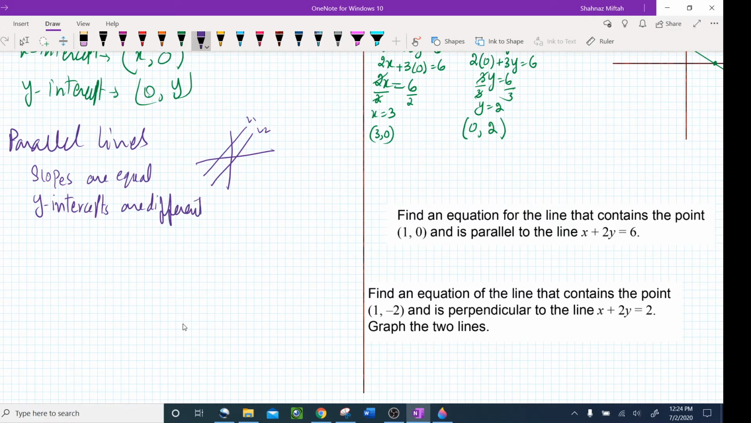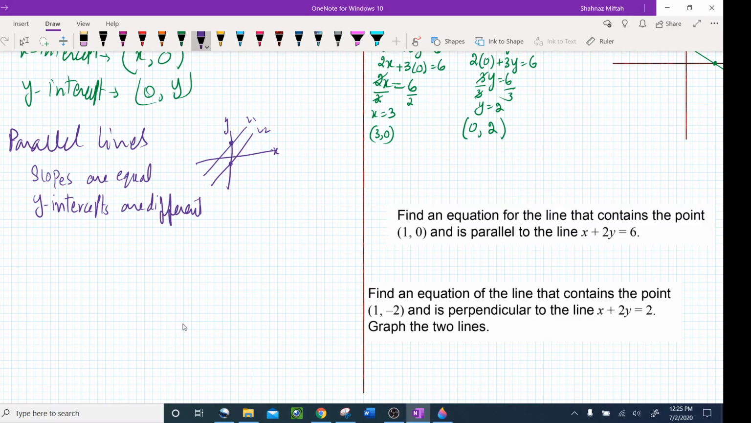And you can tell from here, the y-intercept for this one is here, the y-intercept for this is here. The y-intercept means when it crosses the y-axis, right? This is my y-axis, that's my x-axis. So do you see this? They are different, but their slopes are the same. They are positive slopes, right? So that's what it means for parallel lines, okay?